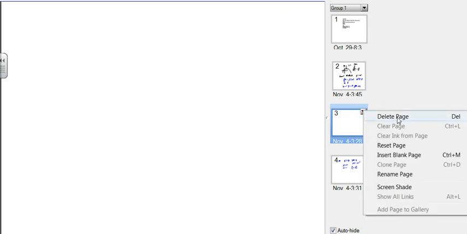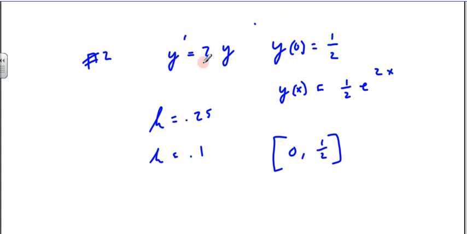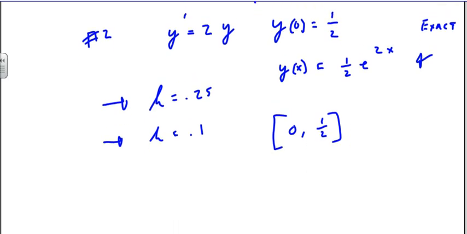So if I look at problem number 2, I find that y prime is equal to 2y. My initial condition is 1/2. I know the answer to this equation from chapter 1, so I know the exact answer that I'm looking for, and I'm going to compare that against my approximation. I want to do it twice, once for a step of 0.5, once for a step of 0.1, and I want to do it on the interval 0 to 1/2. So what does that mean? That means that f of x, y is equal to 2y, and that's what we're going to use.